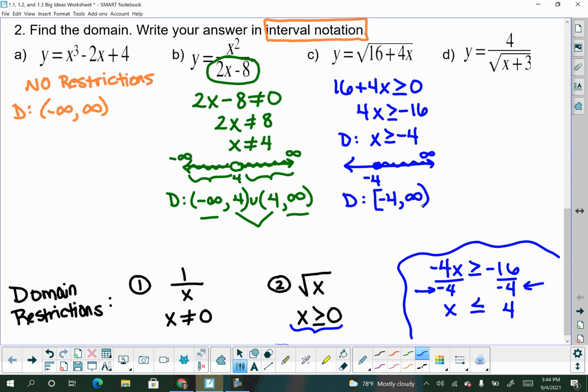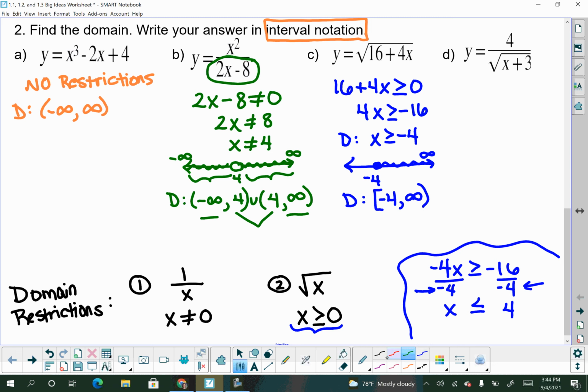And you'll notice every time I'm writing infinity, there's always a parenthesis next to it. Infinity is not a number. It's this idea that we approach, a limit that we're getting close to as we get larger and larger or smaller and smaller. So because we can't ever actually equal infinity, we always use a parenthesis.